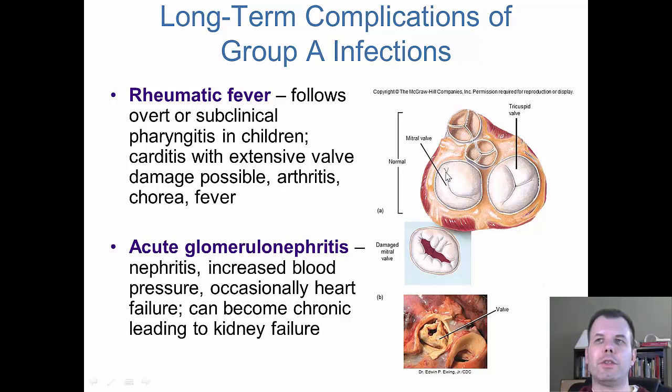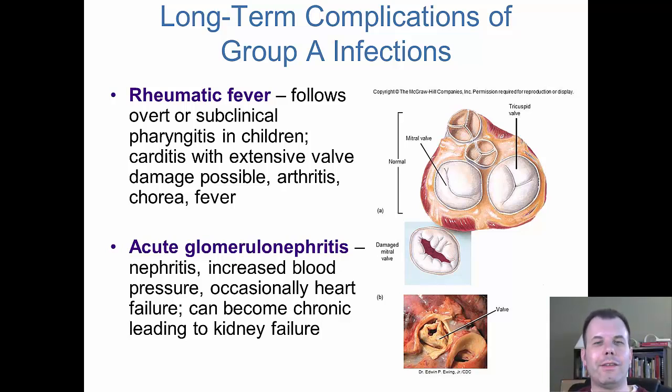And so this can damage the valves in the heart and lead to a long-term effect or scarring effect of the valves. And so typically we see this later in life where you have damage to the valves and they don't open and close very well anymore. And that could be due to early on in life they had rheumatic fever that damaged the valves, and that was due to the strep infection.